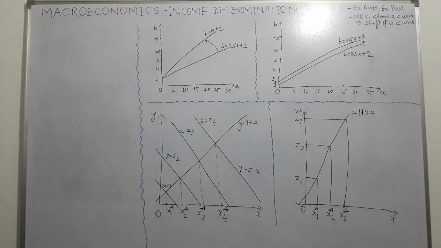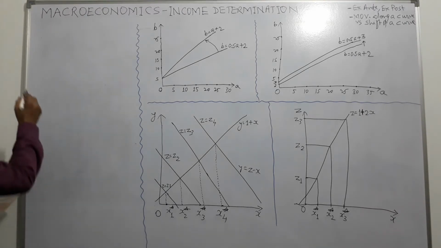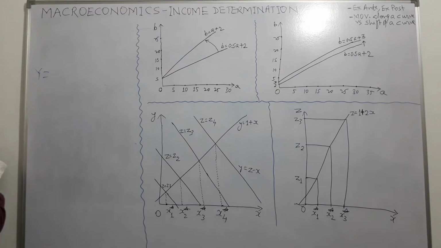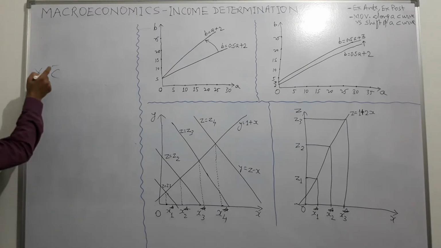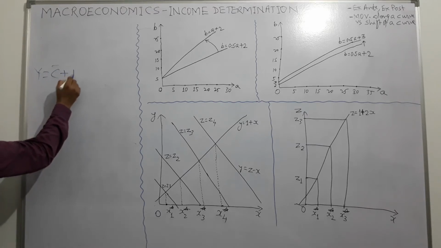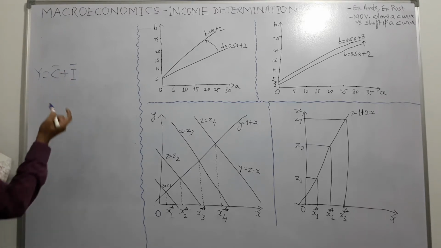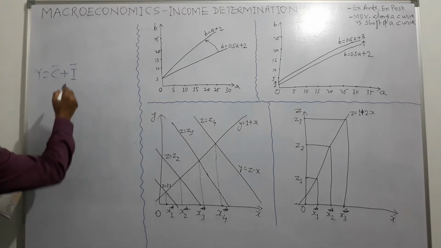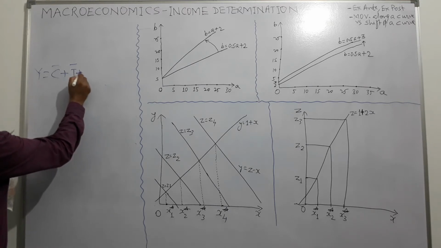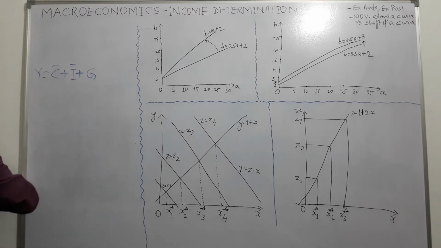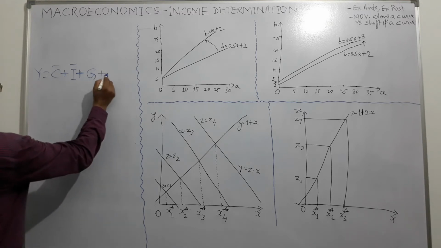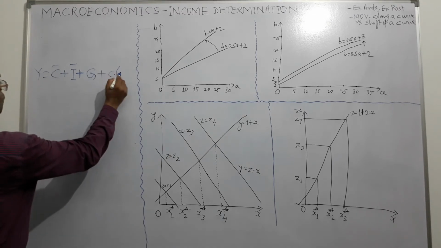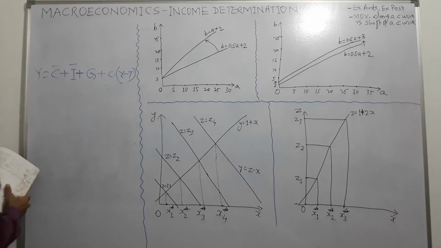So finally, what do we come to? Y is equal to C bar, the subsistence level of consumption, plus I. We have assumed that they will keep on investing a certain fixed amount per year, plus expenses by the government, plus C into (Y minus T).